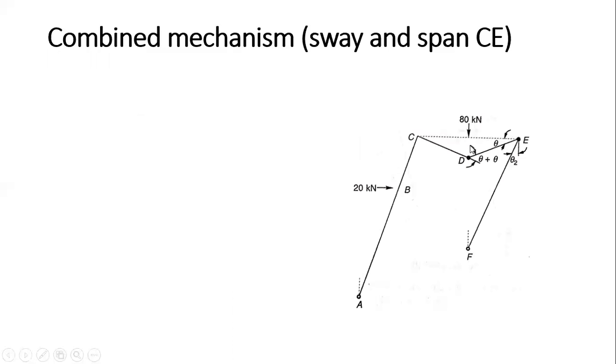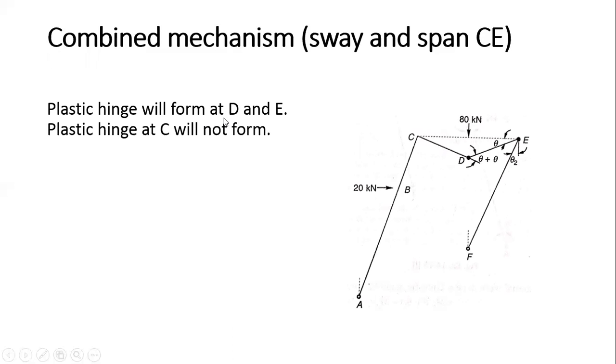Next, we consider the combined mechanism. First, I combine the sway mechanism with the span CE, this one. Now, plastic hinges will form at this location and this location. At this location, there is no plastic hinge. Why? Because this beam is rotated clockwise, and this column is also rotated clockwise, so there is no change in the angle here. This remains 90 degrees. As I explained in the previous problem, when the angle between the members remains 90 degrees, the hinge will not form.